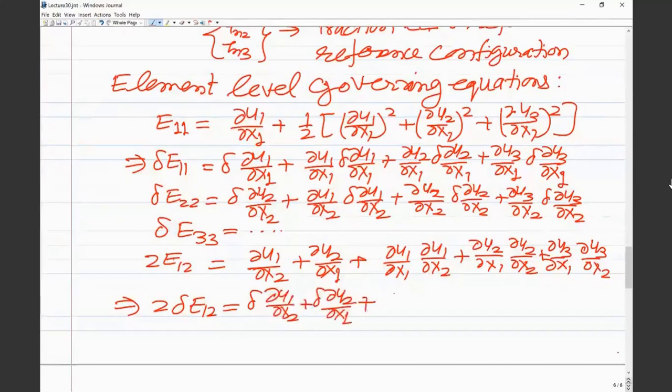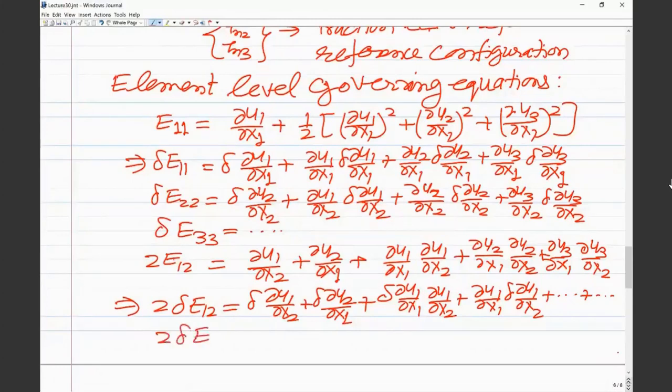And plus, here you again apply the product rule. So you will get delta of del U1 upon del X1 into del U1 upon del X2 plus del U1 upon del X1 into delta of del U1 upon del X2. Like that, you write the other terms in exactly the same way. You would also be able to write twice delta E23 and twice delta E31 in a similar manner; you take the variation. Now what we want to do is write delta E in terms of a strain displacement matrix, that is B.